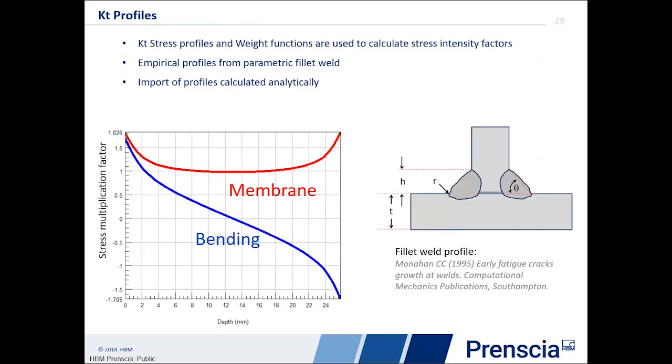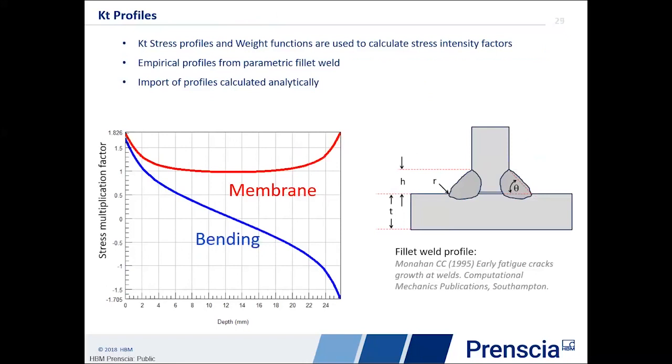One, we've built into the WholeLife Weld a parametric fillet model. This is actually from Monahan, where I can go in and specify parameters in terms of part thicknesses, weld toe radii, and the angle of the weld bead, and it will generate an empirical profile of KT through the weld path, one for membrane, one for bending. So that's one way to actually do this.